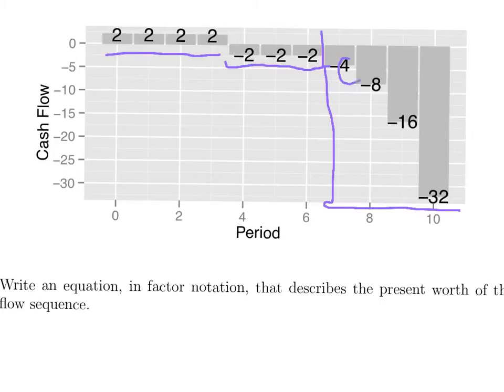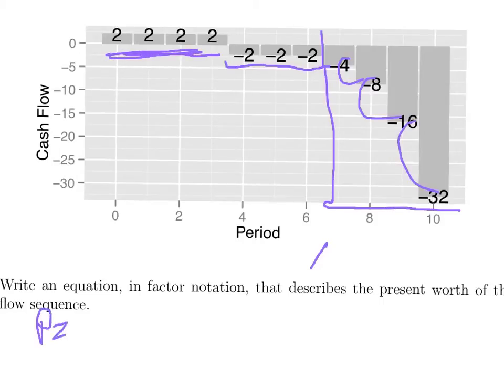So you can see that it doubles each time, going from 4 to 8, 8 to 16, 16 to 32. So there's not a whole lot of overlapping here. There's just some time shifting going on that we have to cope with. So let's go ahead and start writing this out in factor notation, starting with this constant series right here.